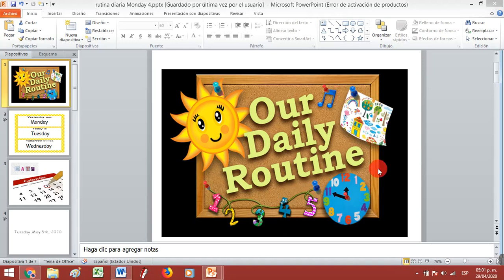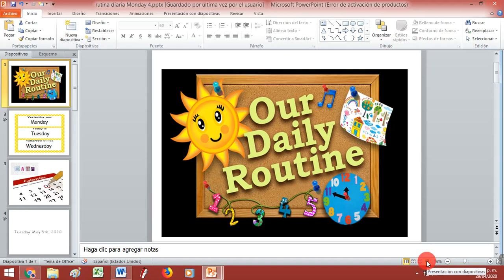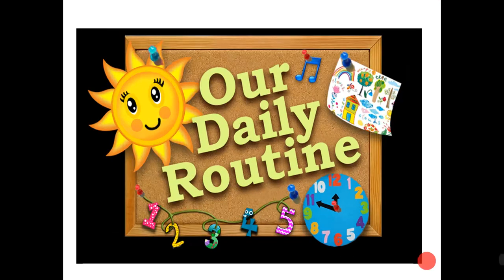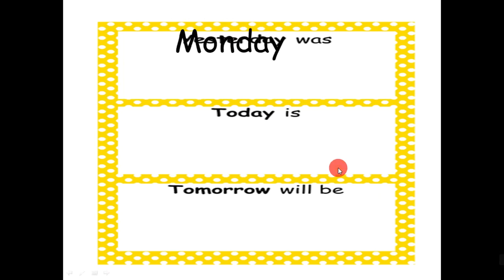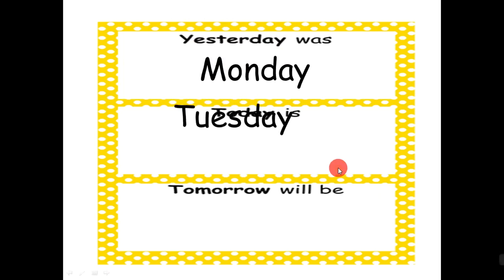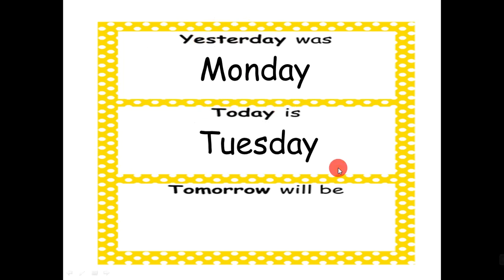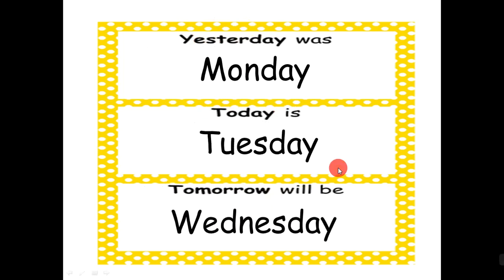Okay, we are going to start our class of today. Let's start with the daily routine. Yesterday was Monday. Today is Tuesday. And tomorrow will be Wednesday. Excellent. The date of today is Tuesday, May 5th, 2020. Remember to write the date at the top of the pages.